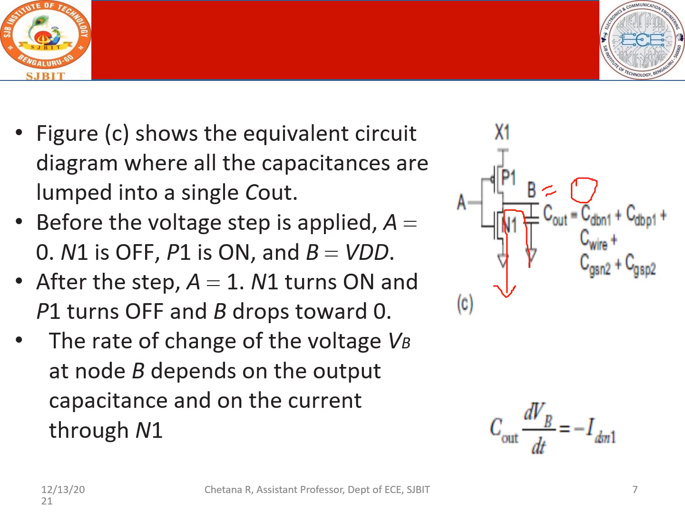So the rate of change of the voltage VB at node B depends on the output capacitance and the output current through N1. In other words, our output current, since it is flowing like this, is negative, and whatever your current is depends on C out dVB by dt, and since it is in the reverse direction, we have it as minus IDSN, since it is NMOS. So this is how the current expression is given in terms of a simple inverter.